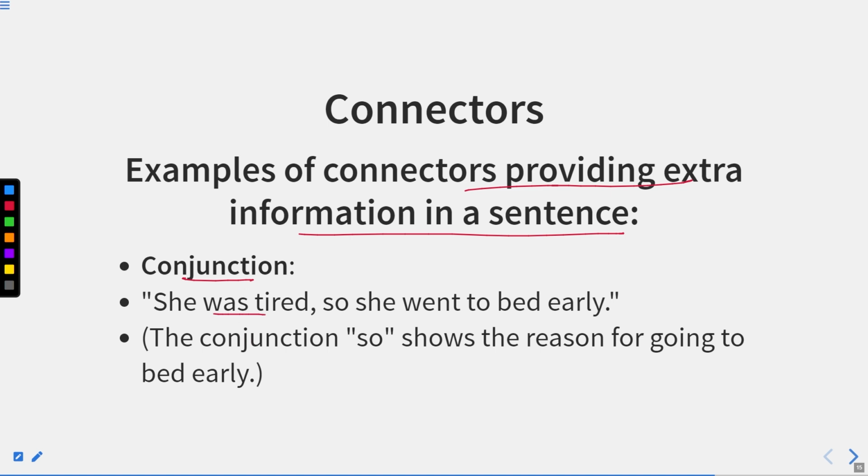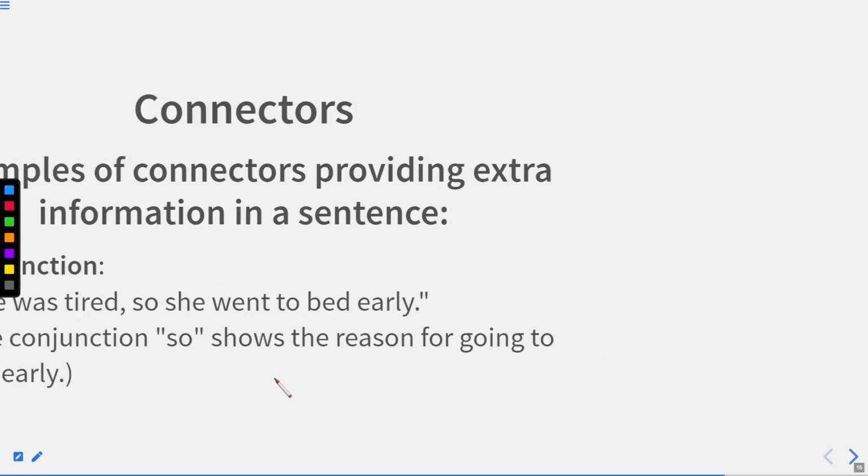First of all, conjunction. She was tired, so she went to bed early. She was tired, so this is making a condition. She went to bed early. So these are two different sentences which are joined with the help of "so". This is giving us the information as well as the coordinating conjunction. The conjunction shows the reason for going to bed early.